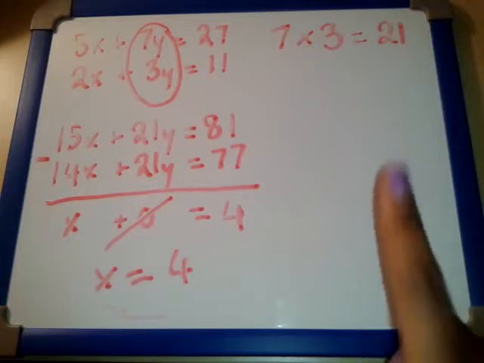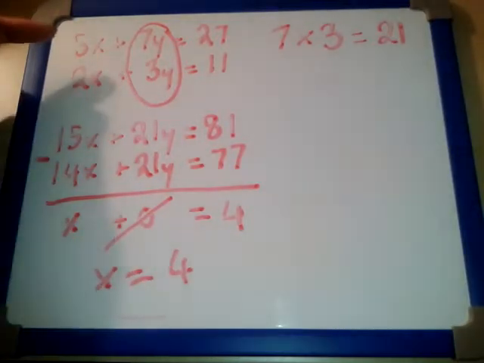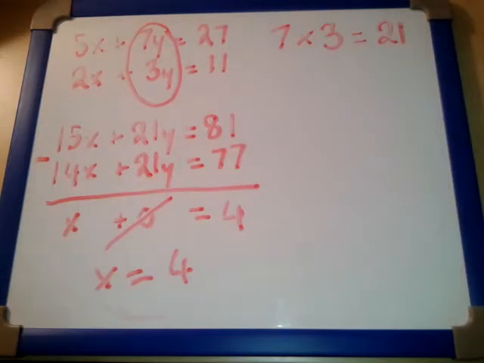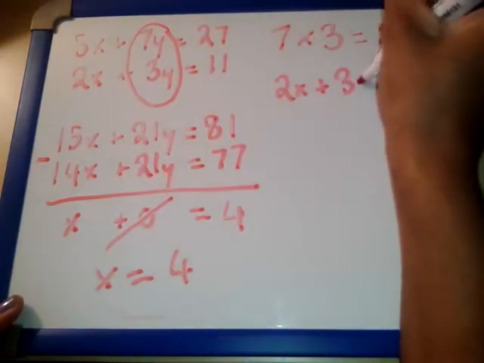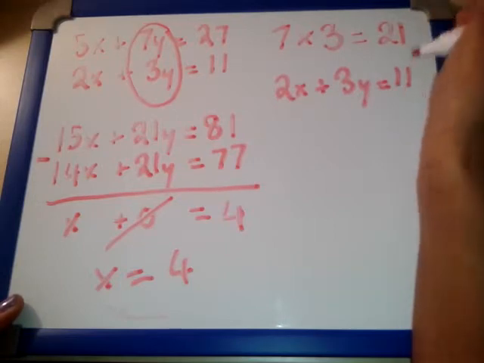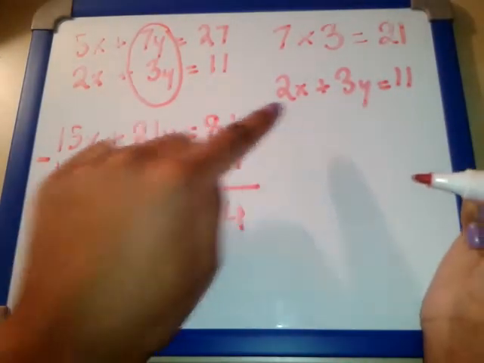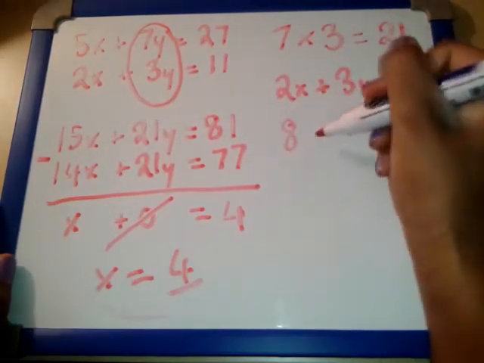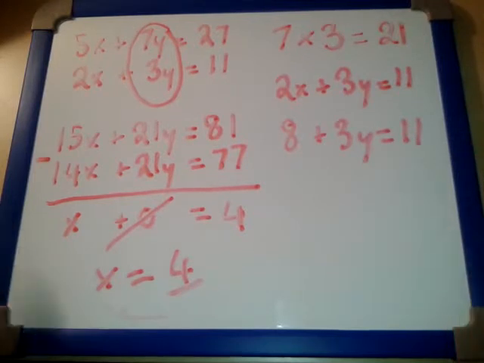So again, we have one of our solutions, but we still need to find out the value for y. And as I said earlier, the way to do this is to put our x value into either of the equations. So I'm going to choose 2x plus 3y equals 11. We know the value of x, it equals 4. So 2 times 4 is equal to 8, plus 3y is equal to 11.